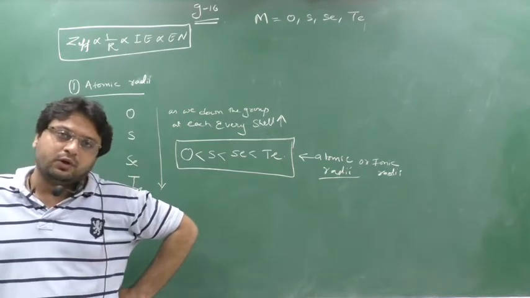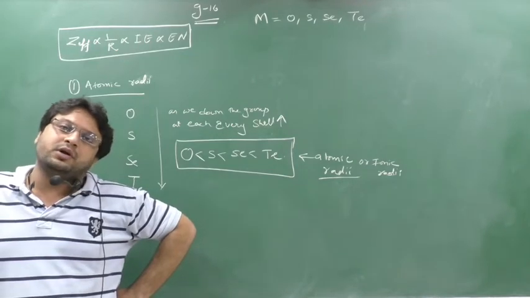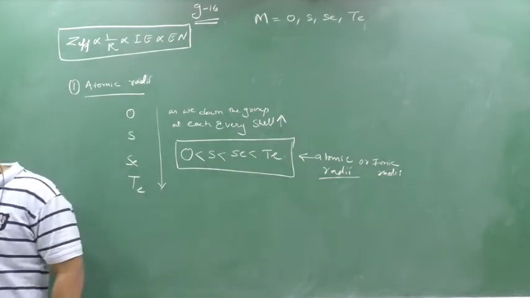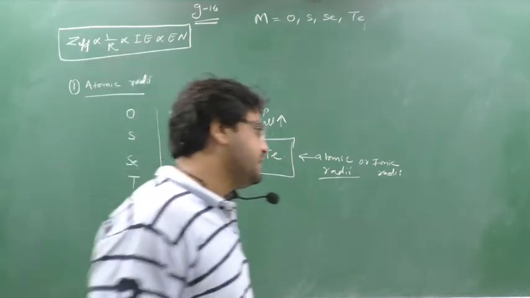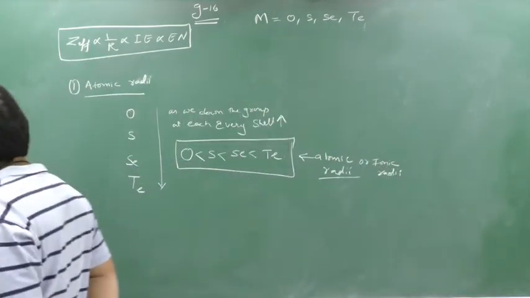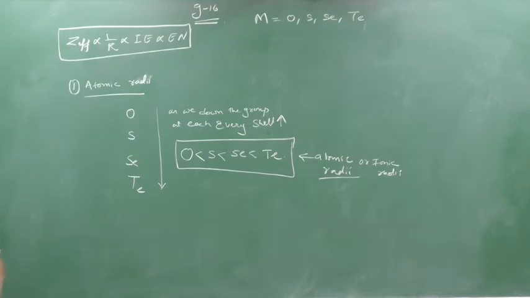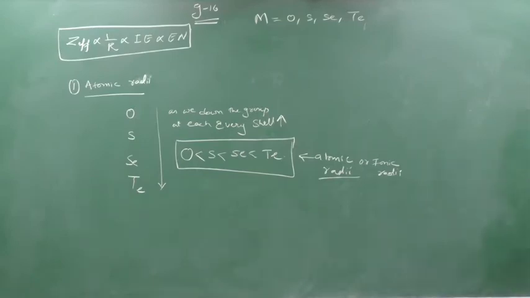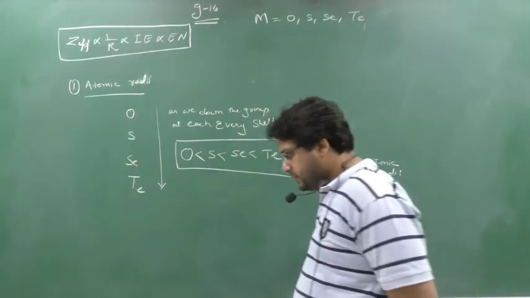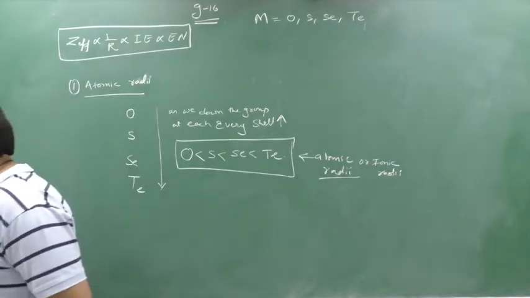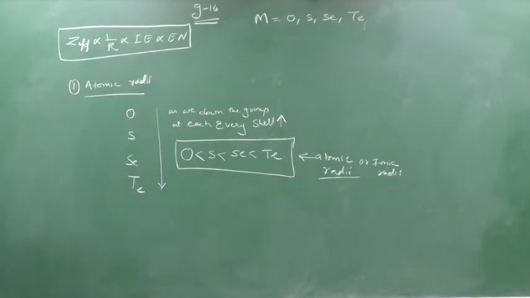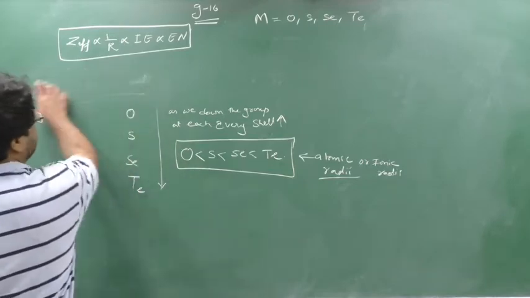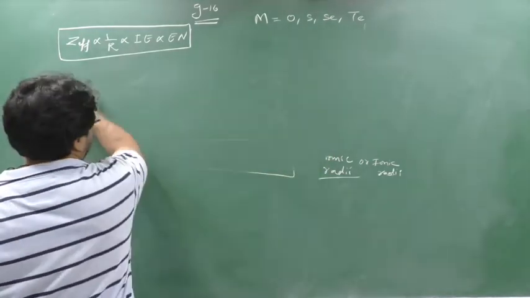So why is oxygen very, very low? Because of its second most electronegative nature. So you can write down: the atomic radii or ionic radii of oxygen is exceptionally low, because oxygen is the second most electronegative element in the periodic table. Clear this part? Clear? So now see here. We came to know that as we move downside the group, atomic radii increases.